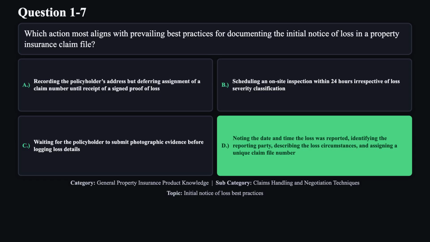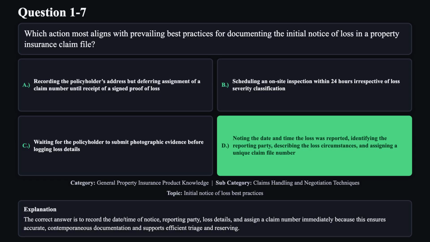The correct answer is D. The correct answer is to record the date and time of notice, reporting party, loss details, and assign a claim number immediately because this ensures accurate, contemporaneous documentation and supports efficient triage and reserving.